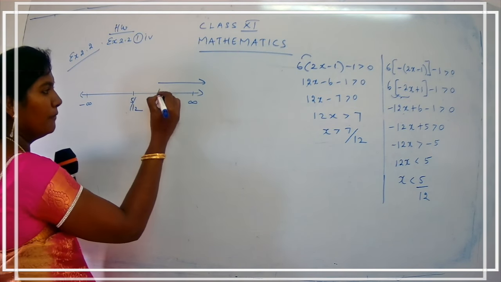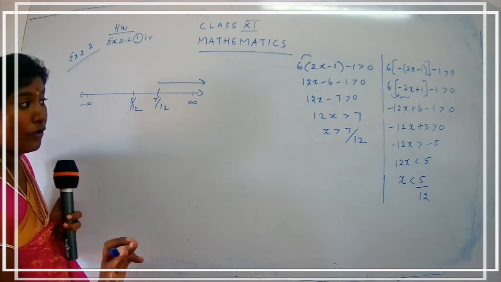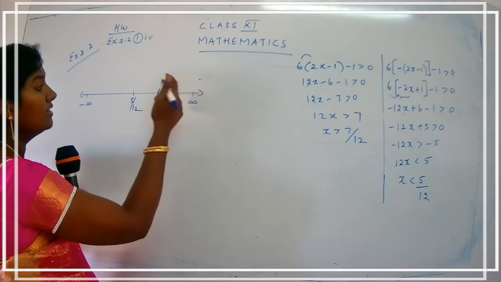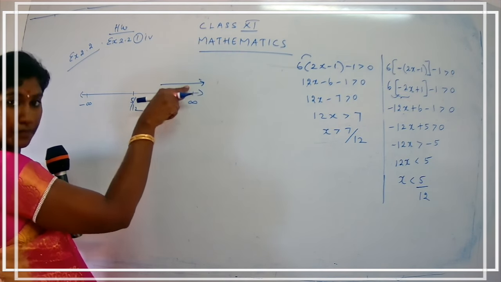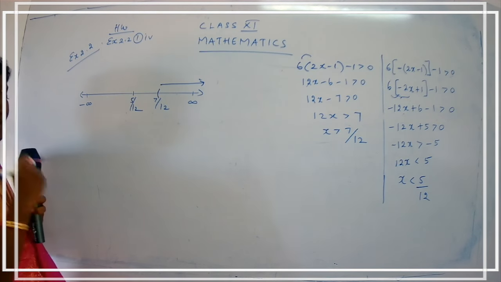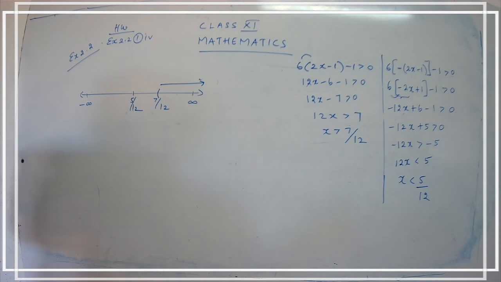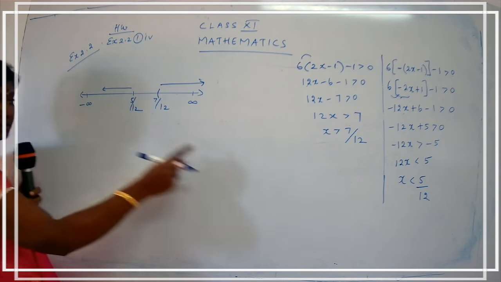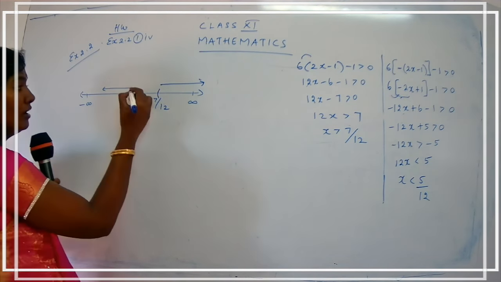Okay, children? Open means, what is the meaning of open? The number is not included. So where is the value of x lying? x is greater than 7 by 12, meaning the number is going to lie on the right side. Clear? Okay, now let's come to the second case. x is less than 5 by 12. Less than means which side is it going to move? Less than, left side, yes. Coming to the left side. Can we take 5 by 12? See the sign here? Only less than. If less than is there, that means you cannot take 5 by 12.